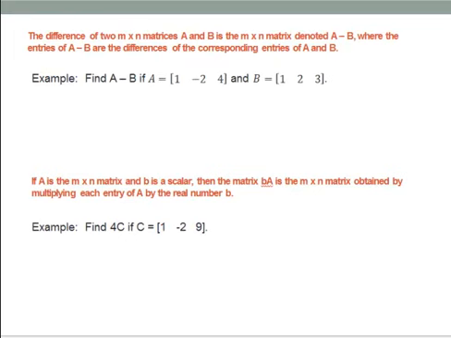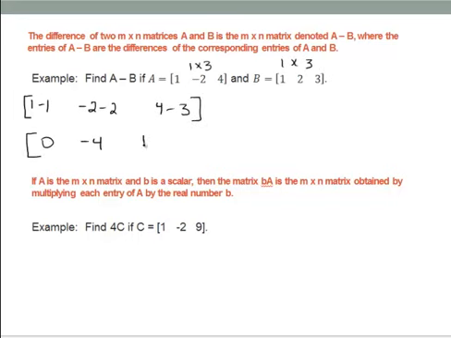And I just said that about adding and subtracting, the size has to be the same. So here we're trying to subtract two matrices. This is a 1 by 3. This one is also a 1 by 3. So you can subtract them. Just be really careful whenever you start subtracting. That's 1 minus 1. That's negative 2 minus 2. And that's 4 minus 3. So you end up with 0, negative 4, and 1.